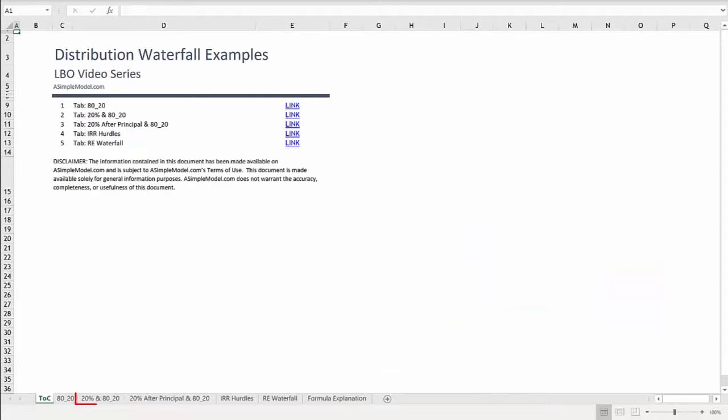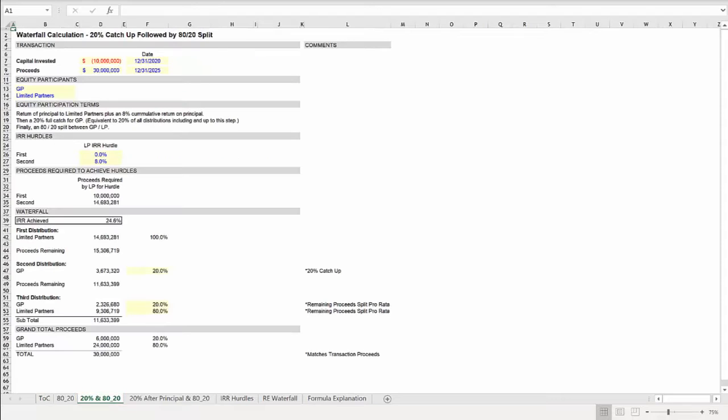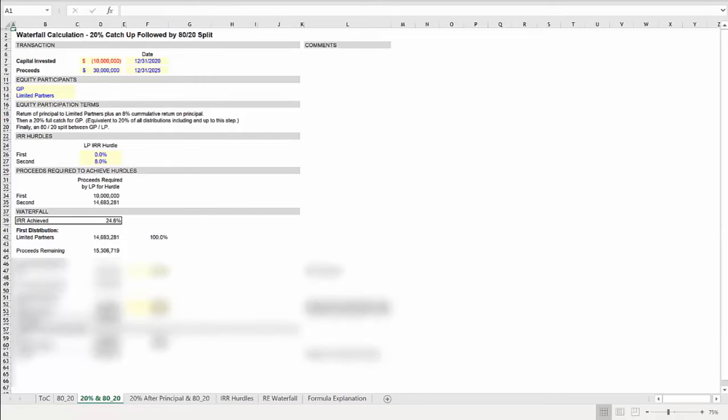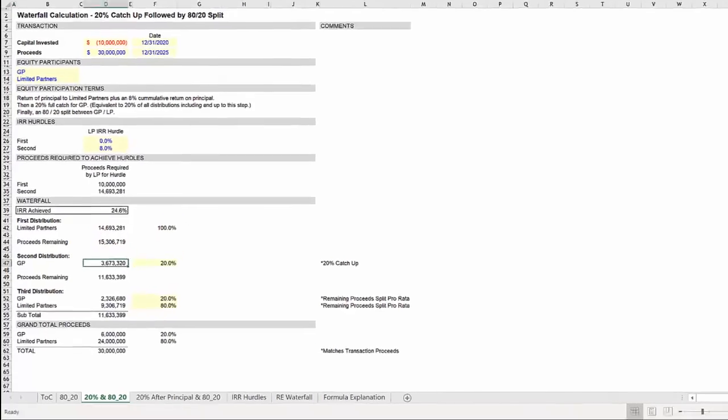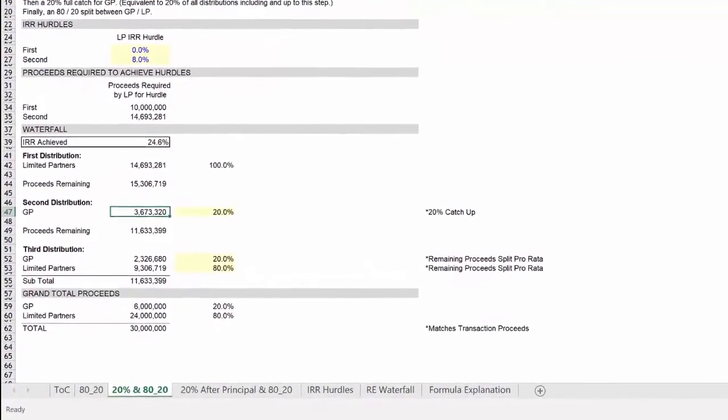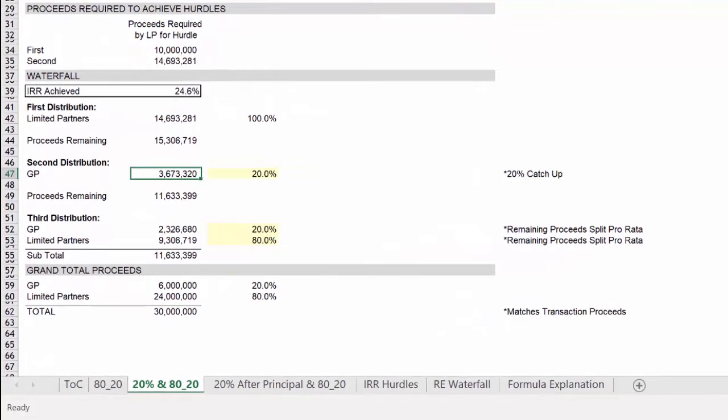So we will be starting on the tab titled 20% and 80-20. Now on this tab, everything through the first distribution is identical to the process that we went through on the tab titled 80-20 previously. So we can really just resume where we left off with row 46 on second distribution. And what we're saying here is that now the GP is entitled to 20% of all distributions made up to this point, including this step. So let's work through this formula off to the side.